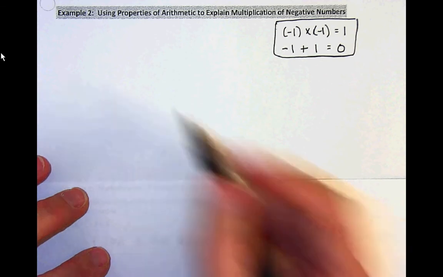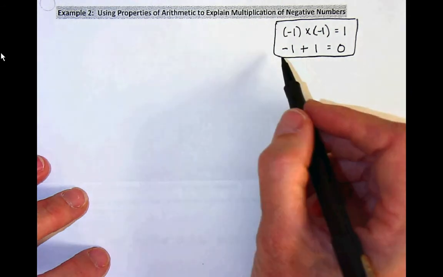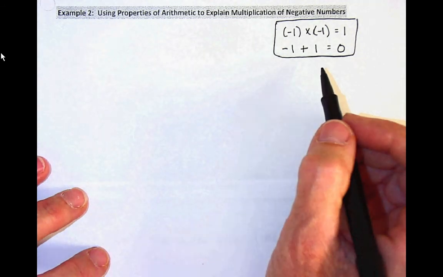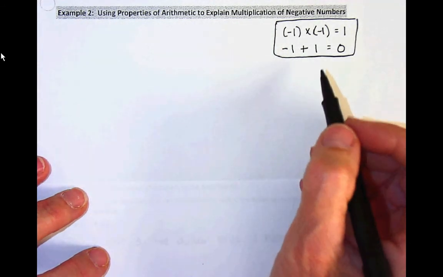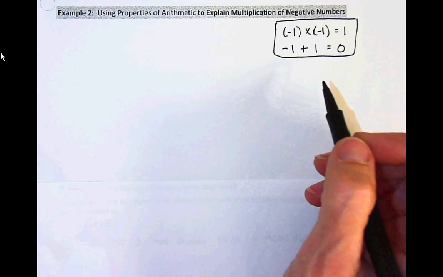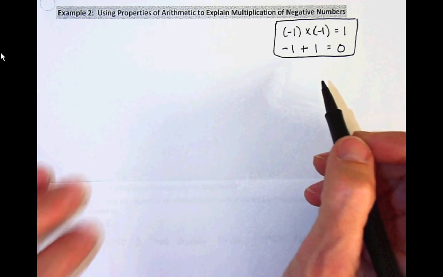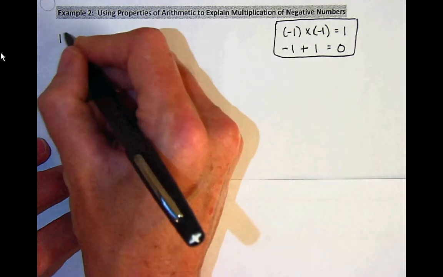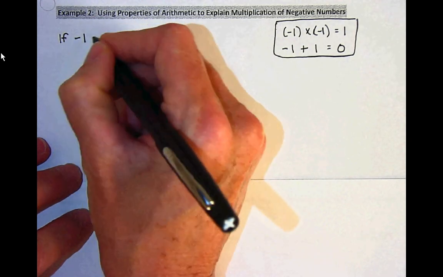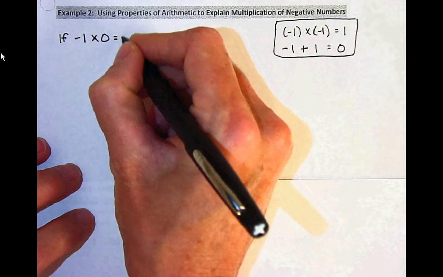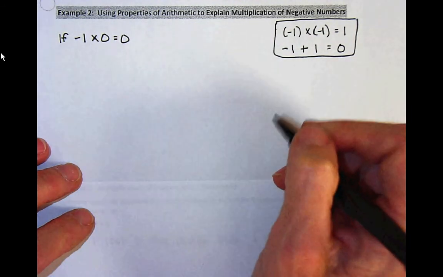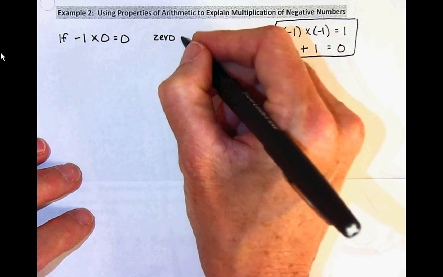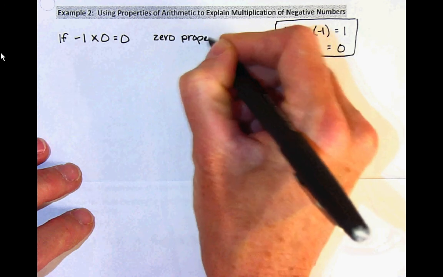We're going to show you why this is true using the properties of math. So we know that minus 1 plus a positive 1, or 1 plus a negative 1, is 0. And we're going to show that negative 1 times negative 1 is the additive inverse of negative 1, which is 1. All right, let's start. Negative 1 times 0 is equal to 0, right? Well, what property is that? That's the zero property, because any number times 0 is going to equal 0.